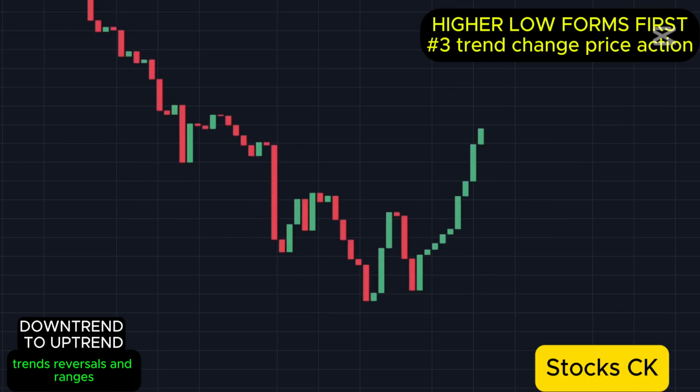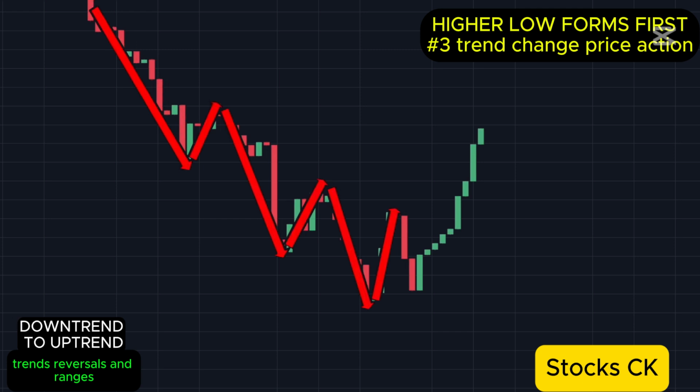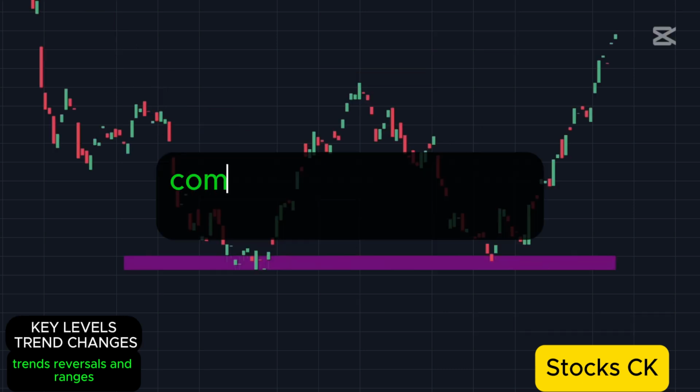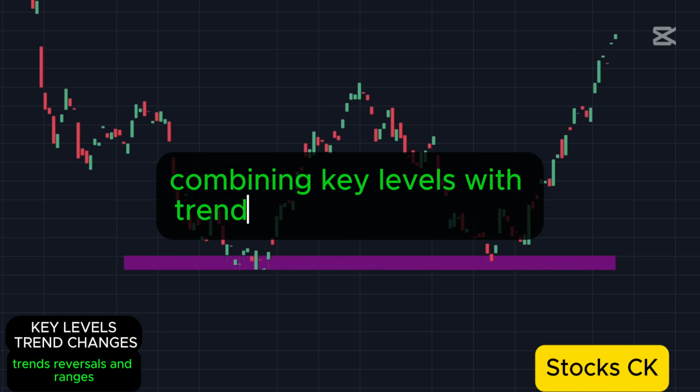Type 3. You have your downtrend moving to the lower highs and lower lows before you have a higher low that forms first, followed by a trend change, breakout and higher high. Now let's take this up a notch, combining key levels with trend change price action.